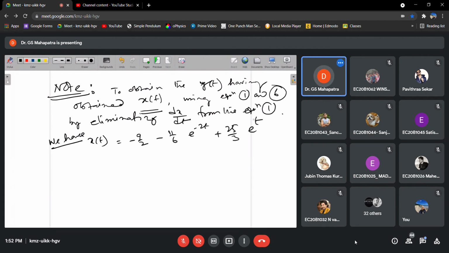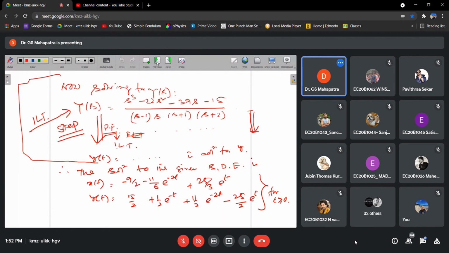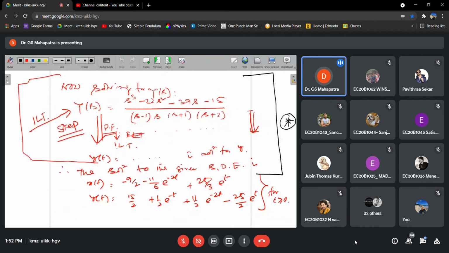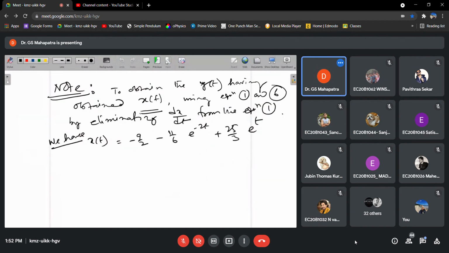I repeat, we are simply skipping. I will go to the previous step. We are not going to find this step. Instead of this one, up to the previous one is okay, up to this page. The next page is for solving for y of s. Instead of that, we are doing this one. So anyone you can do.